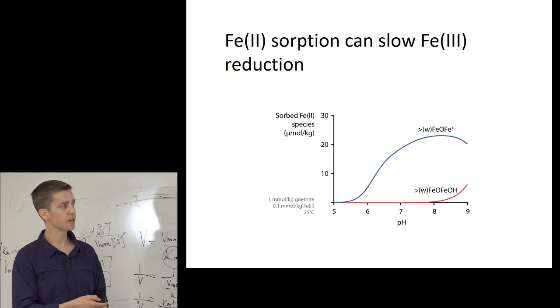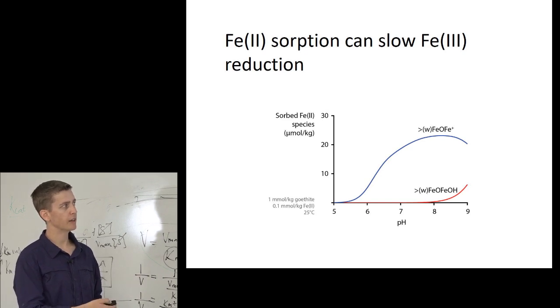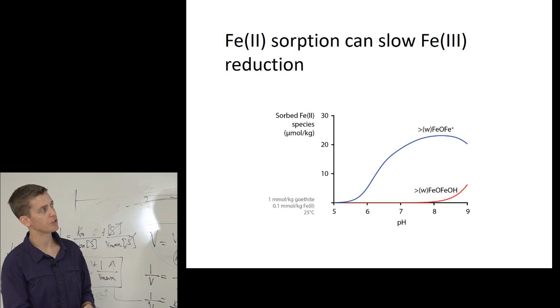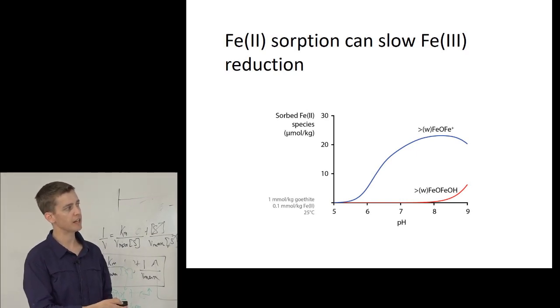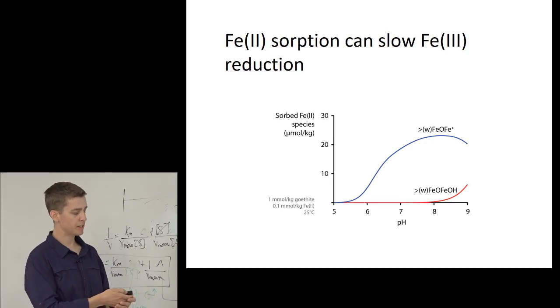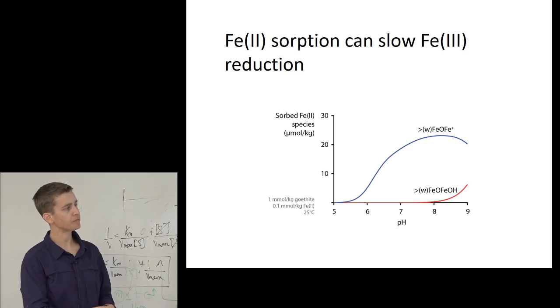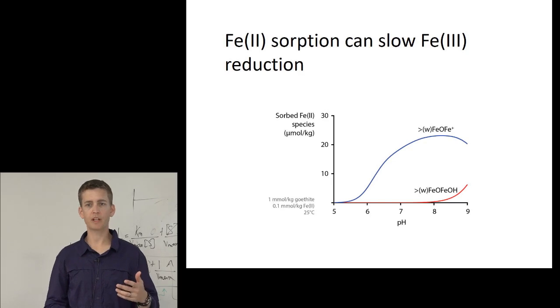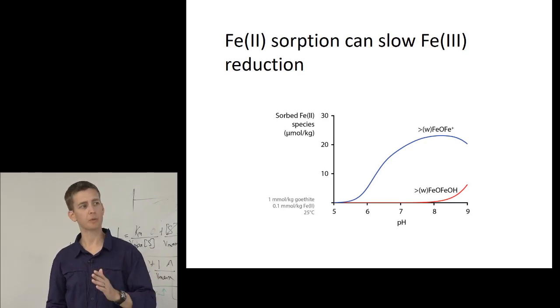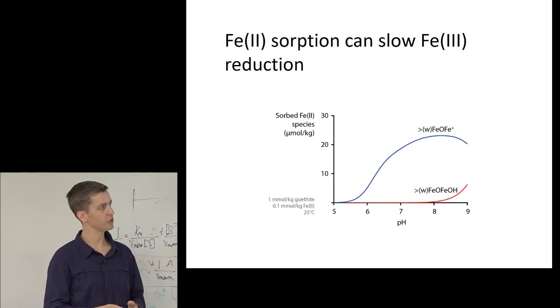This is a really simple reaction path model that includes some goethite and a little bit of ferrous iron, and then I've just slid the pH from 5 to 9 and looked at how the concentration of sorbed ferrous iron species changes. And you can see that at pH 5 and 6, there isn't a whole lot of sorption going on, but as pH increases, that changes. So what this tells us is that sorption probably becomes more important at basic pH than at acidic pH as a control on the rate of iron reduction.